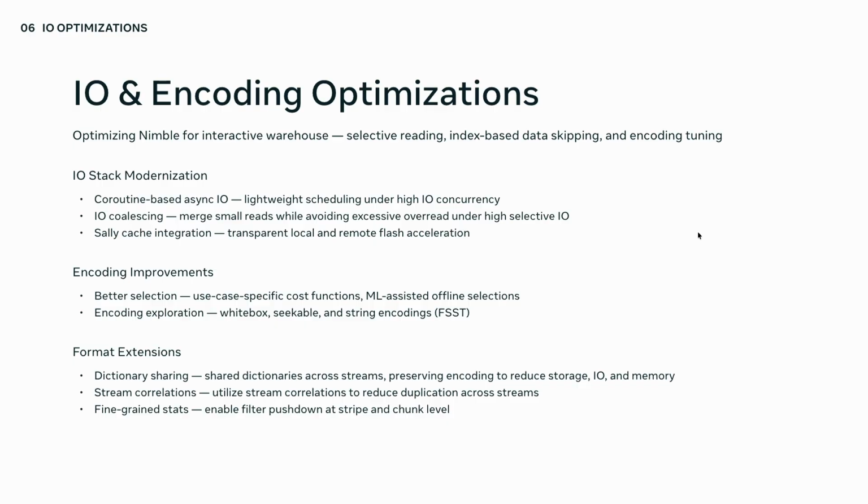We are currently adding dictionary sharing and dictionary encoding preservation across chunks and streams to reduce the storage I/O and the memory cost. We also try to exploit cross-stream similarity to avoid data duplication across streams for some training data use cases. And we are currently adding fine-grained stats to enable filter pushdown at both the stripe and the chunk level.